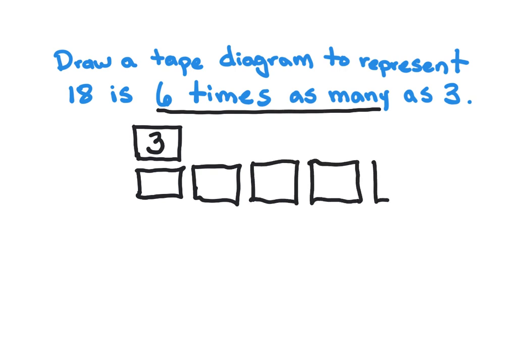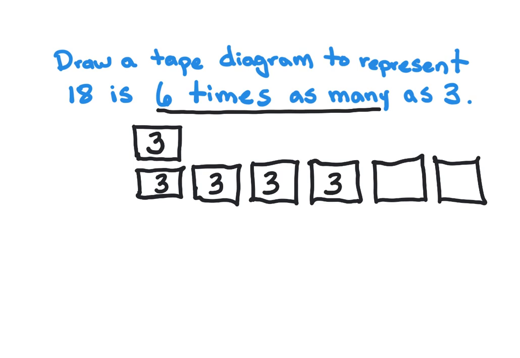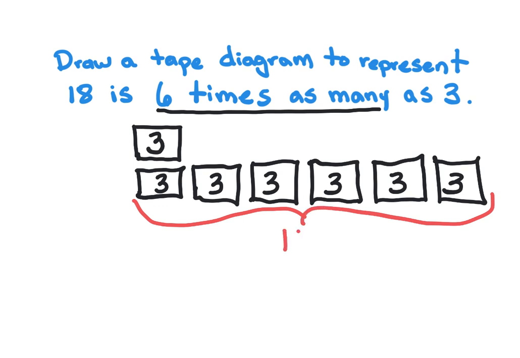Again, be patient with my really sad drawings. Inside each one of those boxes is going to be 3. And we are going to say all of this is equal to 18. So that is what our tape diagram would look like. And basically we said 18 is equal to 6 times 3.